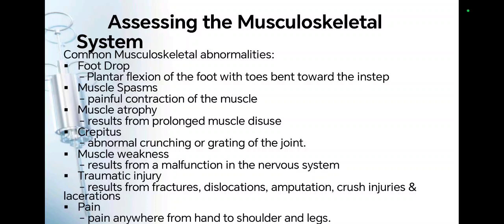P, provoke. Q, quality. R, region or radiation. S, severity. And T, time or duration.